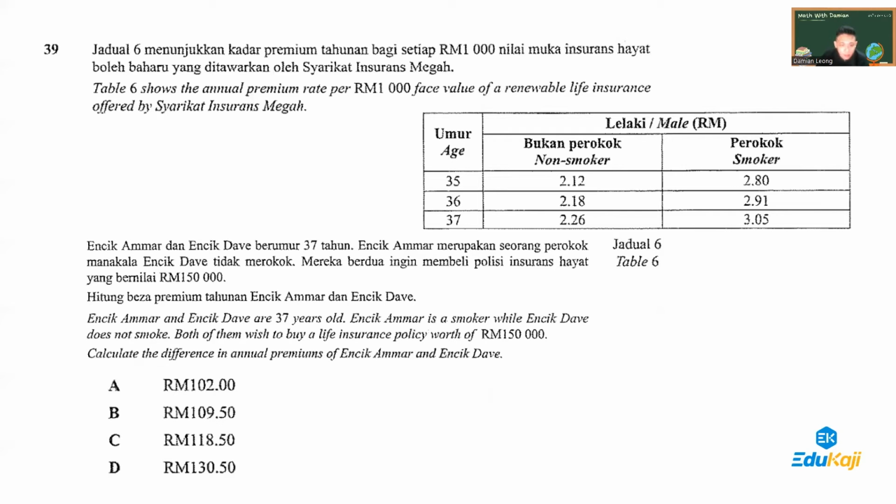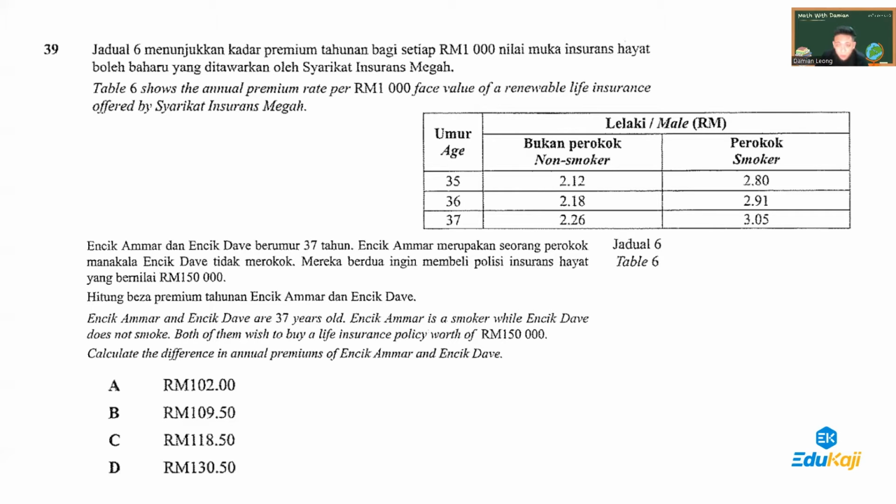Question 39. I have the annual premium rate per 1,000 ringgit face value of renewable life insurance offered by Syarikat Insurance Mega. Encik Ama and Encik Dave, 37 years old. Encik Ama is smoker. Encik Dave does not smoke. Both of them want to buy insurance policy worth 150,000. Difference in their annual premiums.